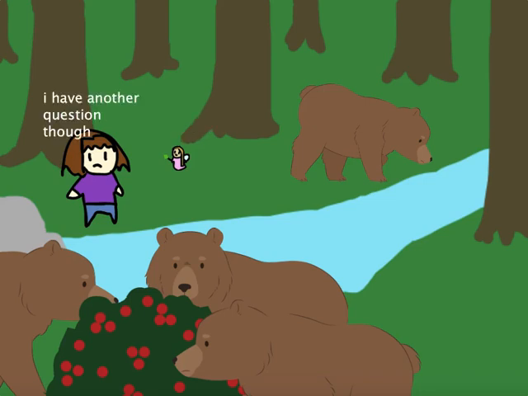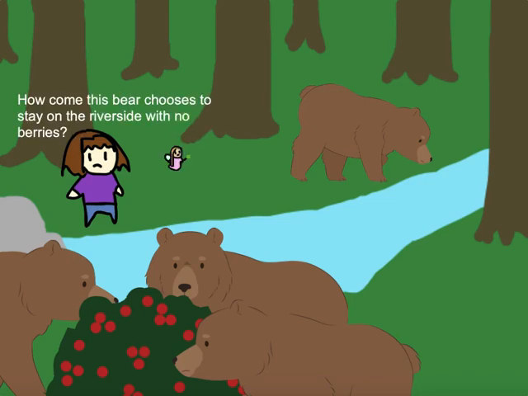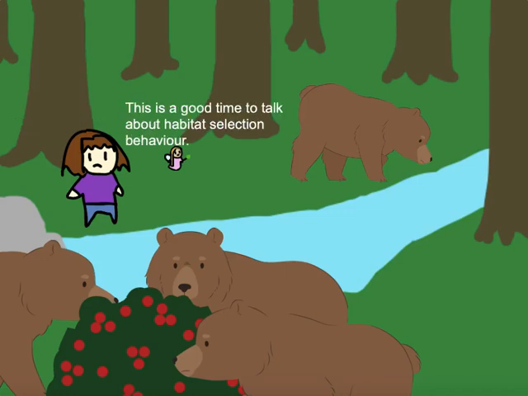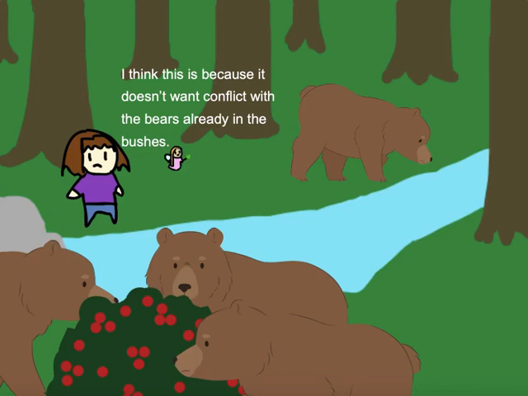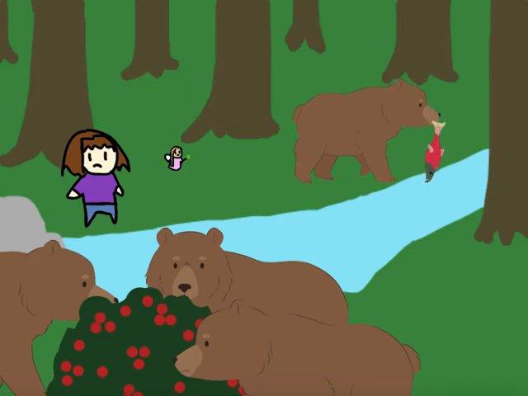I have another question though. How come this bear chooses to stay on the riverside with no berries? This is a good time to talk about habitat selection behavior. The bear certainly can cross the river and get to the berries, but it chooses not to. I think this is because it doesn't want conflict with the bears already in the bushes. Or maybe it's already occupied with that fish.